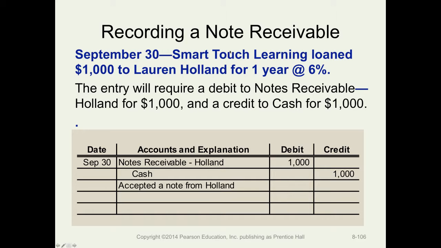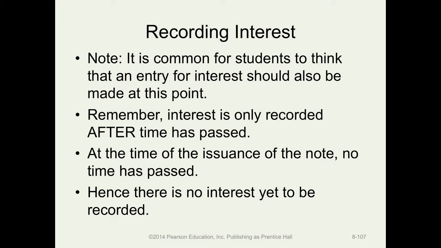Now, we did mention that the note is for 1 year at 6%. So the interest is going to be accrued, but in the note, students tend to think that interest is made at this point, but it's not. Interest has to accrue. So the day you borrowed, you don't owe any interest. It is with the passage of time. So we only record interest after the passage of time, and on the date of issuance, there is no interest to be recorded.